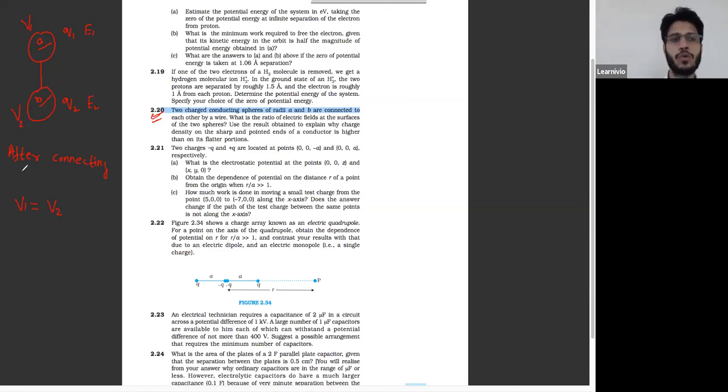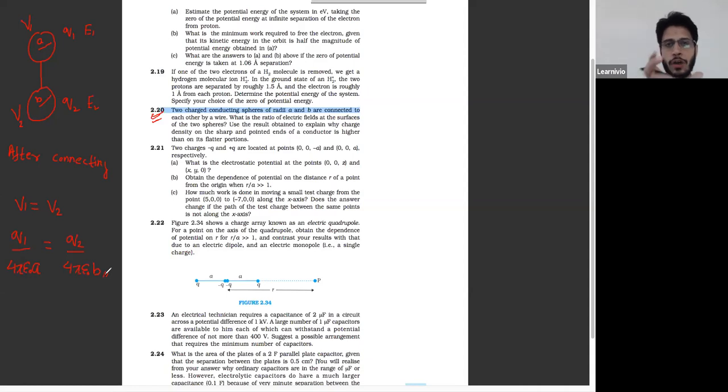You can easily calculate V1. V1 is Q1 by 4 pi epsilon naught A. V2 is Q2 by 4 pi epsilon naught B. This is potential on the surface. Is it clear up to this step? Padma, Jubaina, Johanna. Is this step clear?